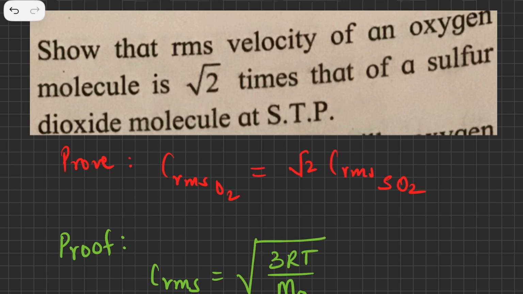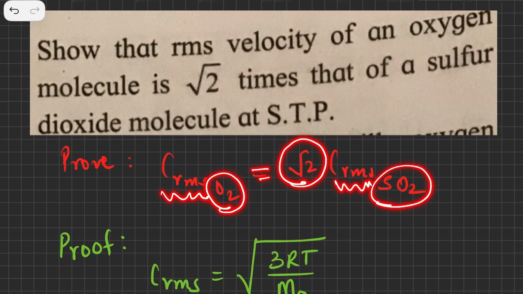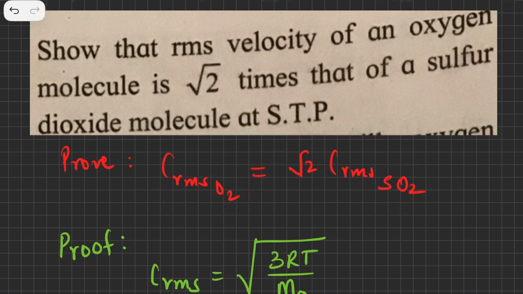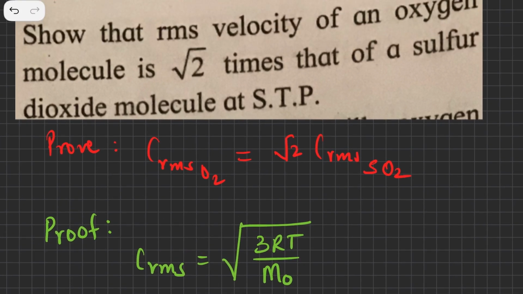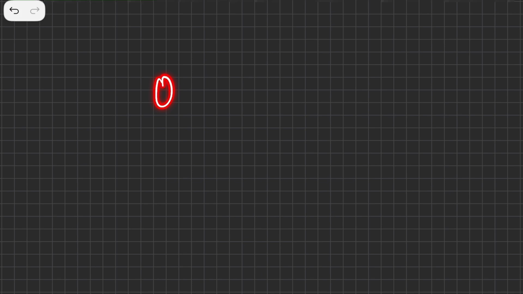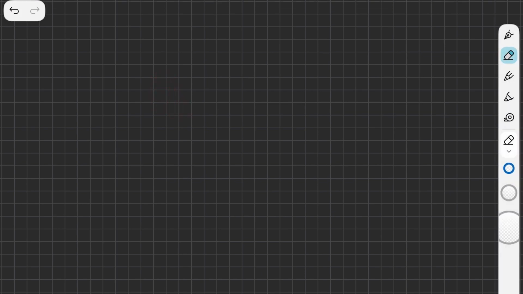So we are supposed to prove that the RMS velocity of an oxygen molecule is equal to √2 times the RMS velocity of SO2 molecules, that is sulfur dioxide. Now there is no mention of the molar masses of both of these gases, neither oxygen nor SO2, and so we are supposed to find out the molar masses according to our concepts. So in order to find the molar mass, let's say for oxygen, I would work on it here.